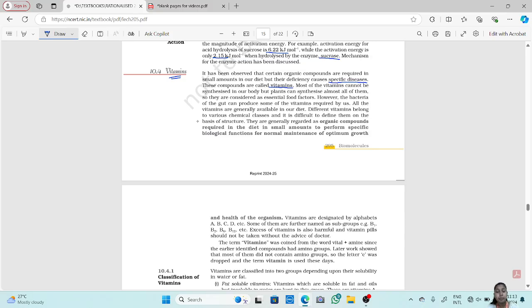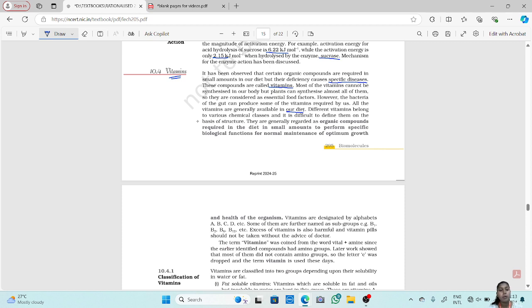However, the bacteria of the gut can produce some vitamins required by us. You know there are gut bacteria in us. Those gut bacteria produce some vitamins, but not all that are required for us, only some which are important for us. All the vitamins are generally available in our diet, so basically everything comes from our diet.